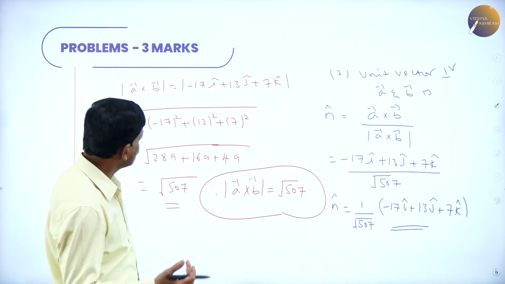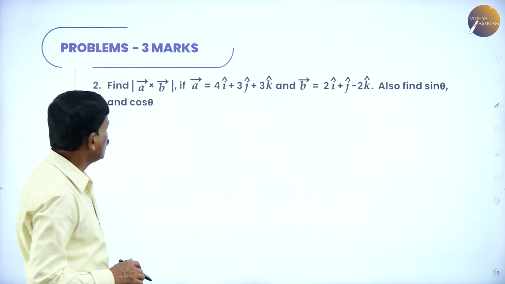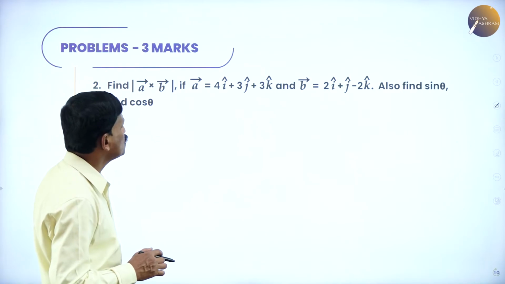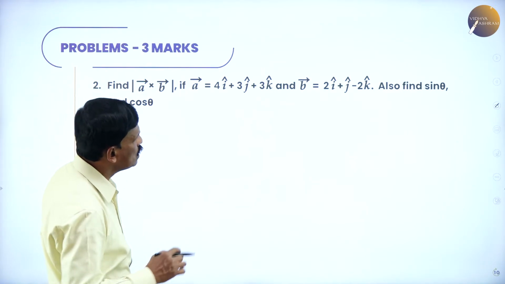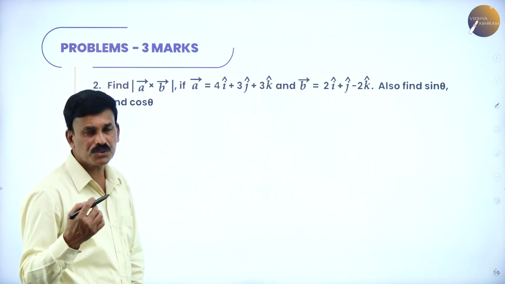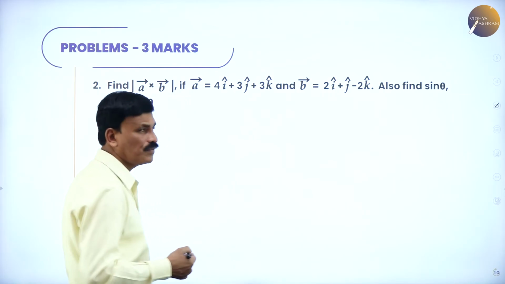Okay. Now let us come to the next problem. What is given? Same type problem. Find length of a cross b if a is equal to 4i plus 3j plus 3k and b is equal to 2i plus j minus 2k. Also find sin theta and cos theta. This is a big problem. So here I have taken both sin theta, cos theta and the magnitude of a cross b.